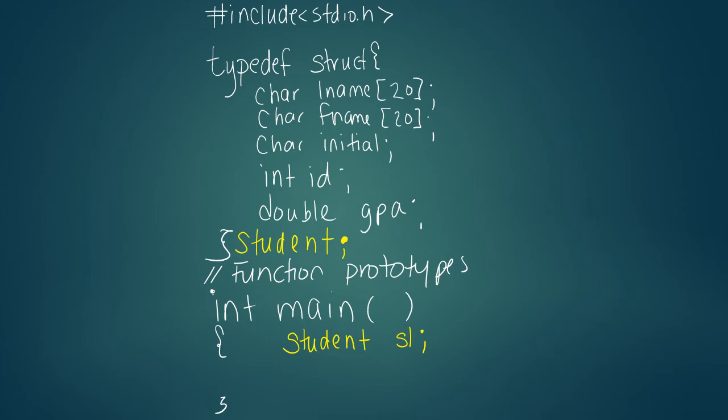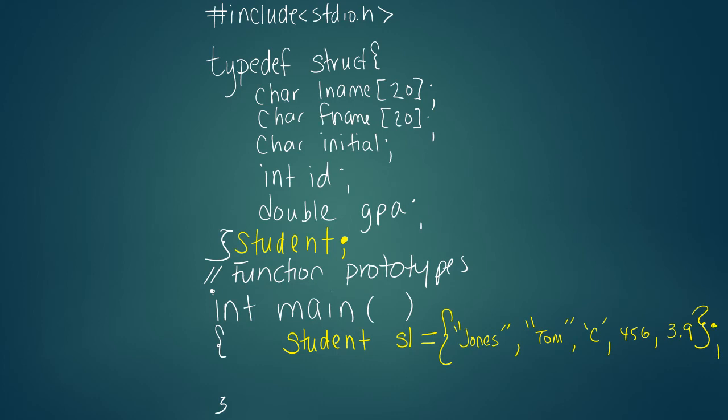Now, if I would like to define a student and initialize it, then I put my data type as student, and I can add a declaration that initializes all the fields of my student. So I could put last name, Jones, first name, Tom, middle initial, C, ID, 456, GPA, 3.9.